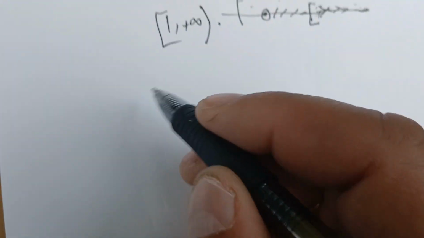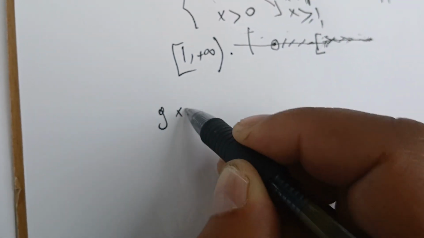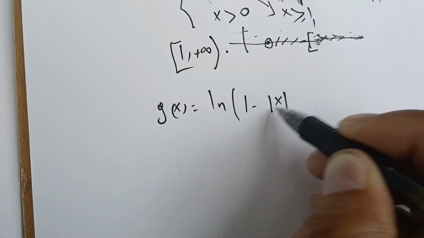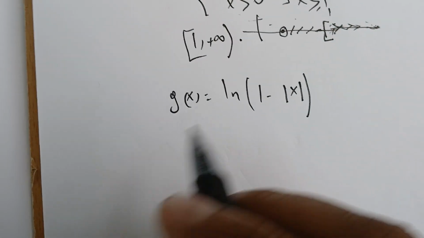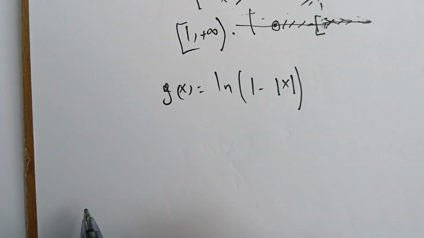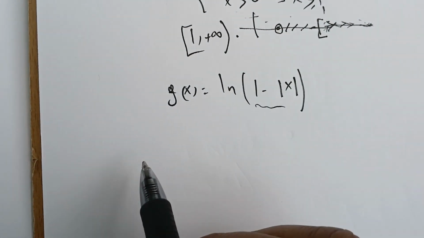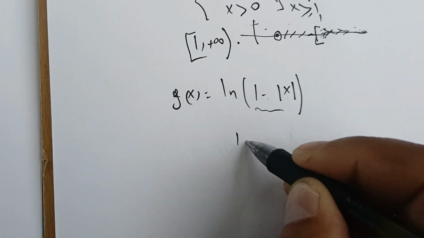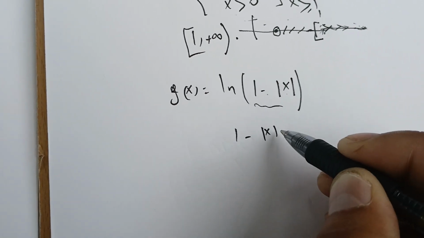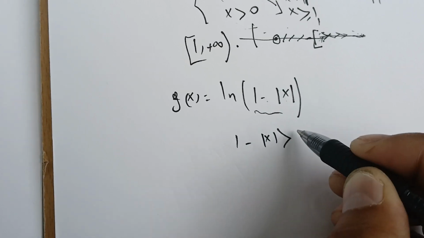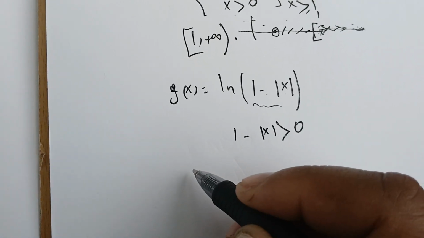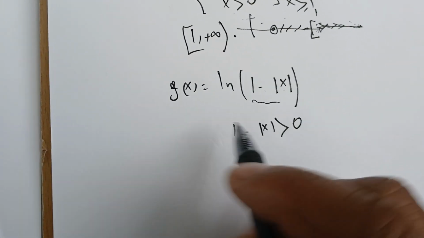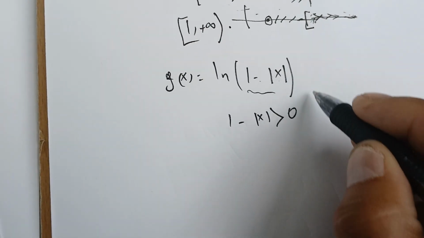let's define this function. g of x is the natural log of 1 minus the absolute value of x. Here we need to pay attention to this condition here. So we need to find the values of x that would make 1 minus the absolute value of x bigger than 0. Okay, we can do this in many ways. Okay, let's do it both ways.